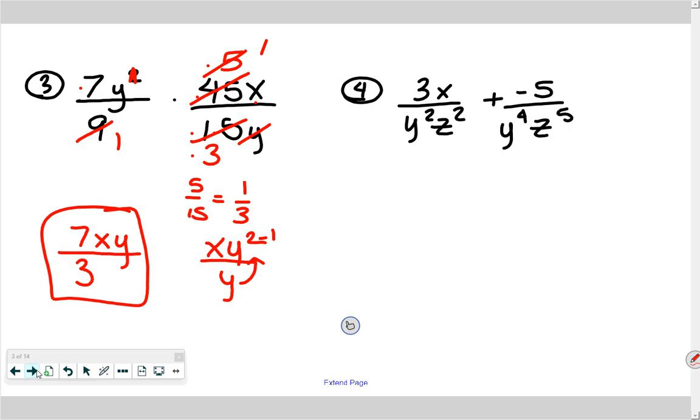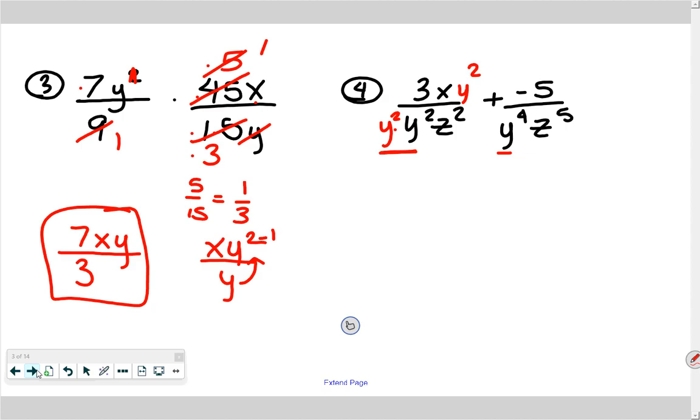Okay, number 4. This is not multiplying, it's adding and subtracting, so you cannot cross-cancel. We have to get a common denominator, so whatever's in one denominator has to be in the other one. This one has 4 y's, but this one only has 2, so this one needs 2 more. Whatever we do to the bottom of our fraction, we have to do to the top of our fraction.